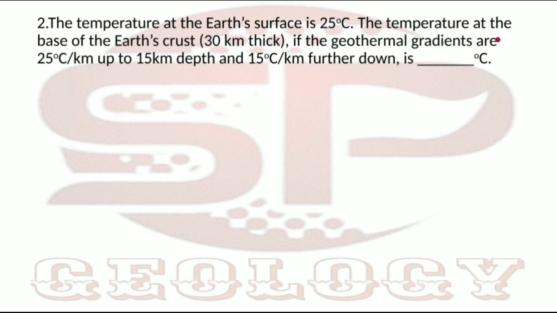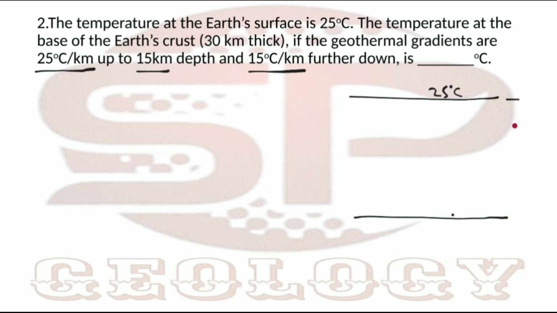The temperature of the Earth's surface is 25 degree centigrade. The temperature at the base of the Earth crust, which is 30 kilometer thick, if the geothermal gradients are 25 degree centigrade per kilometer up to 15 kilometer depth and 15 degree centigrade per kilometer further down. It is given 25 degree centigrade at the surface. So you have to calculate the temperature below a depth of 30 kilometers.